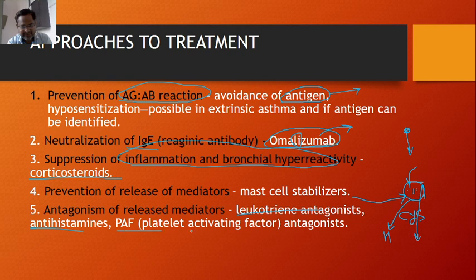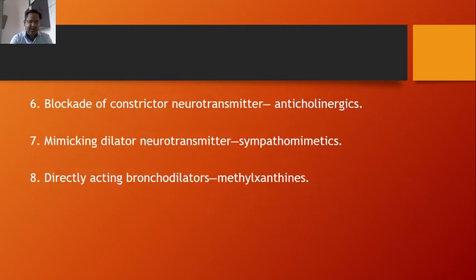Then platelet activating factor. It is derived from the phospholipids, and it is a potent endogenous mediator of inflammation, and to prevent this you can use its antagonist. Then blockage of constrictor neurotransmitter. In the case of the larger airway, there is an important cholinergic tone, or parasympathetic tone, and this again causes bronchoconstriction. So to prevent this constrictor neurotransmitter, you have to give its antagonist, so you have to give the anticholinergic drug in the treatment of bronchial asthma.